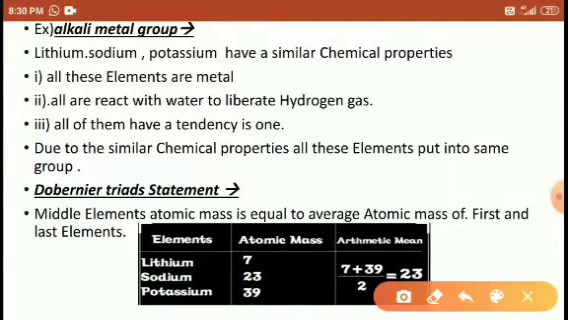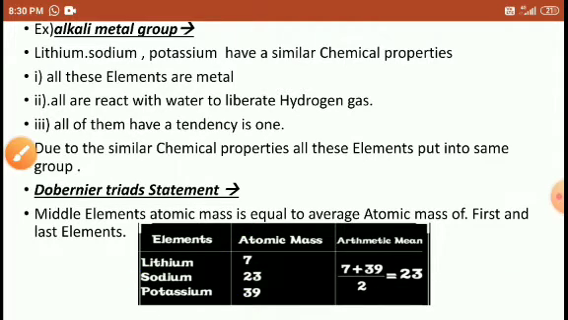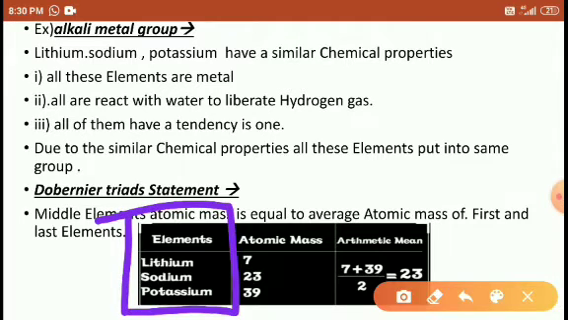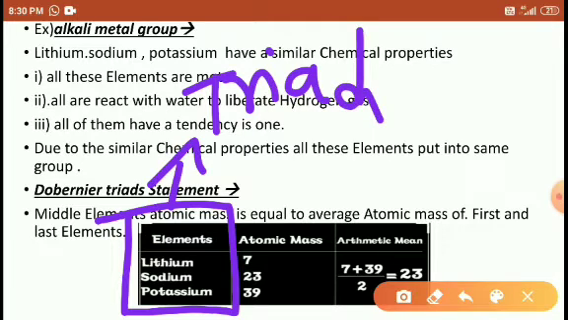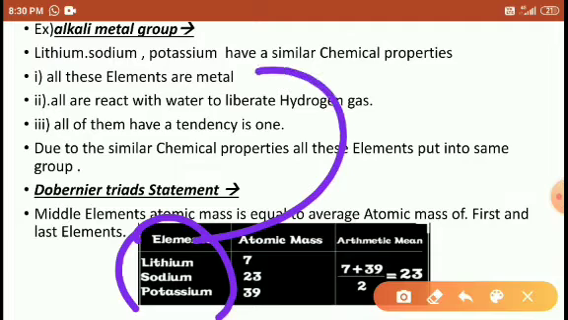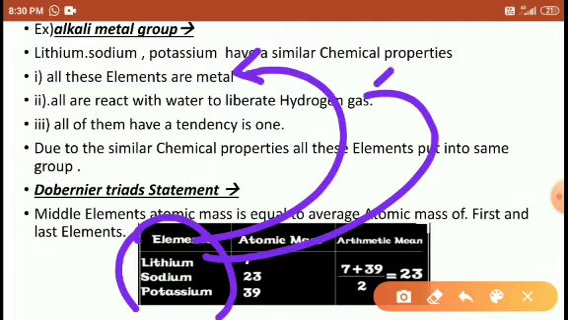So he concluded that the middle element's atomic mass is equal to the average atomic mass of the first and last element. Right, students? This is how he prepared the first triad. Three elements in one group we called a triad. Why did he keep them in one group? Because these elements are all metals, all liberate hydrogen gas, and all have a valency of 1.